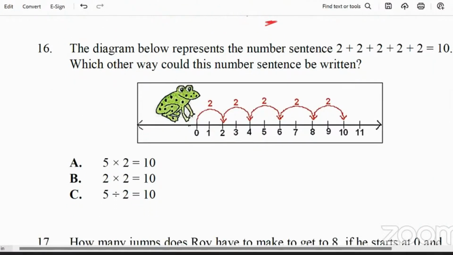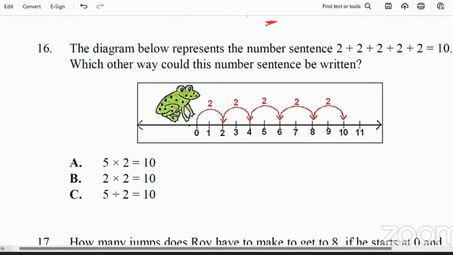All right, so question 16. The diagram below shows the number sentence 2 plus 2 plus 2 plus 2 plus 2 equals 10. Which other way could this number sentence be written? Is it 5 times 2 equals 10? Is it 2 times 2 equals 10? Is it 5 divided by 2 equals 10? Of course, 5 times 2 is 10, right? So 5 times 2 is equal to 10. So A is correct so far, but let's check B and C.